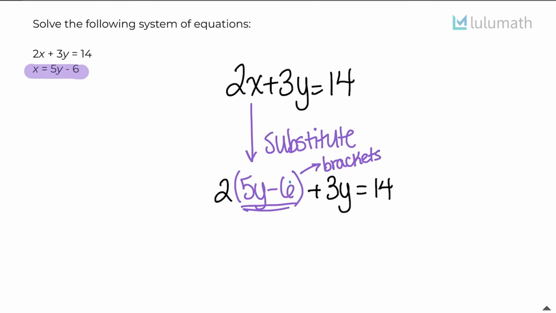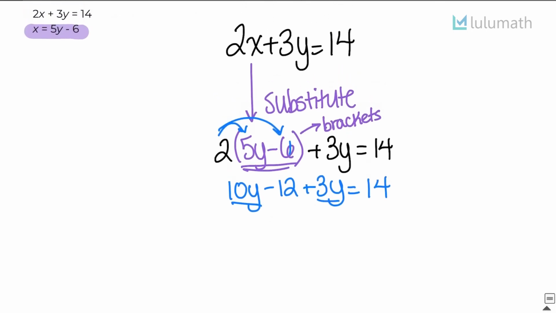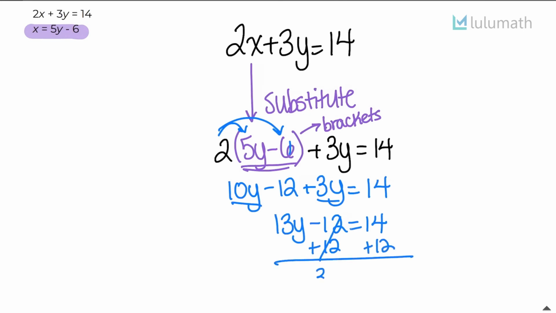So I have 2 on the outside of brackets, so I'm going to distribute it through. So 2 times 5y is 10y. Okay, 2 times negative 6 is negative 12. And then I'm just going to copy the rest of the equation down. Plus 3y equals 14. Now I'm going to combine or collect my like terms. So 10y and 3y go together. I get 13y minus 12 equals 14. Okay, I can add the 12 to both sides. So negative 12 and positive 12 cancel each other out. So I get 13y equals 26. Divide both sides by 13, which means that y equals 2.